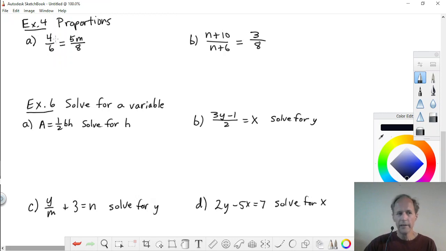The trick you have to remember with proportions is you cross multiply. That gives you two products, right? Product to me is what you get when you multiply. So when you cross multiply, which means diagonally, the 4 times the 8 and the 6 times 5m. Set those two products equal to each other and then solve that. So take 4 times 8 is 32. 6 times 5m we'll write like this.